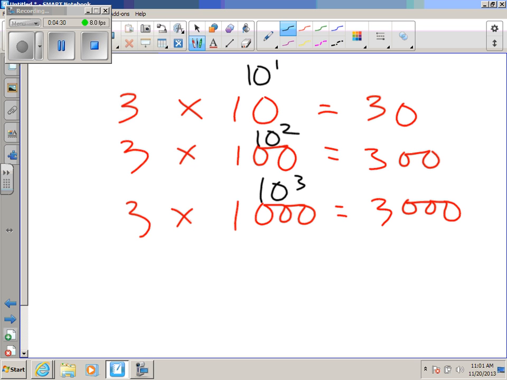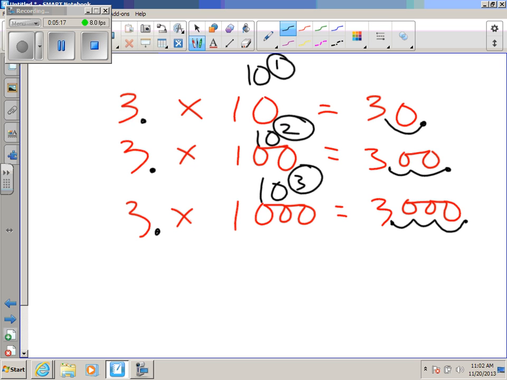Now I want you to focus on where the decimal is. In the number 3, in all cases, our decimal is there. Now, how did we get from this to this? We had it here, and we moved it how many places? 1 place to the right. We had it here, and we moved it 2 places to the right. We had it here, and we moved it 3 to the right.